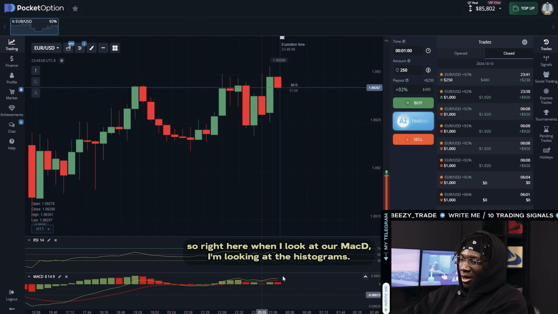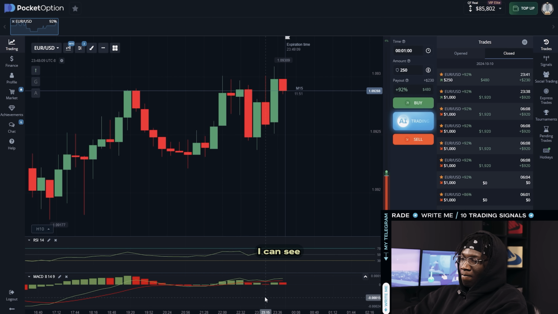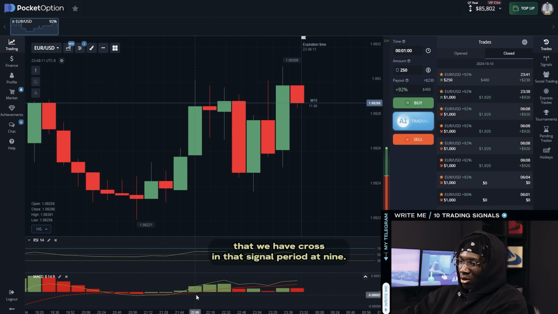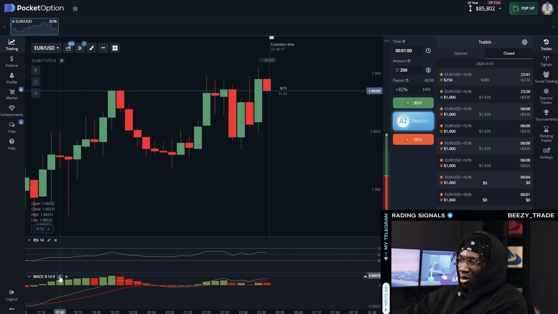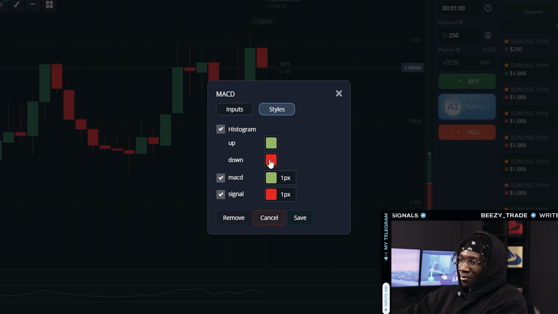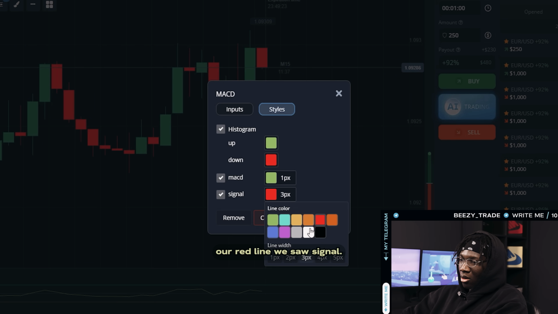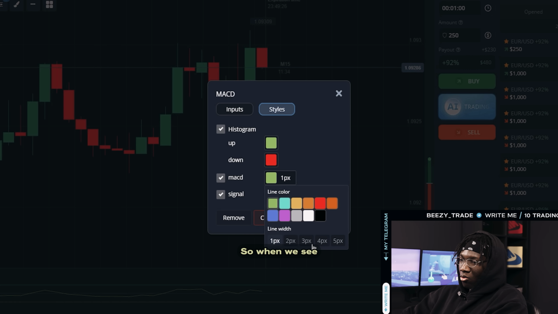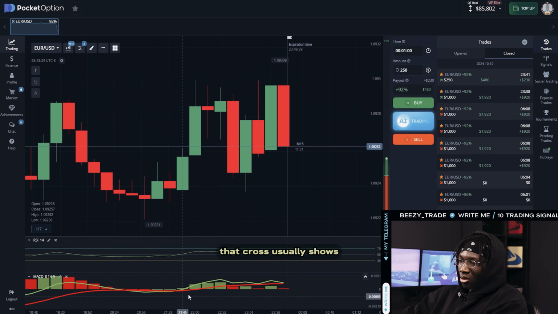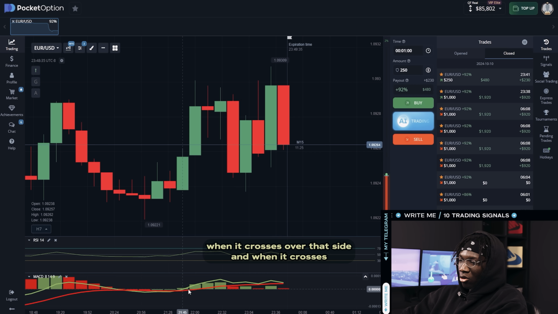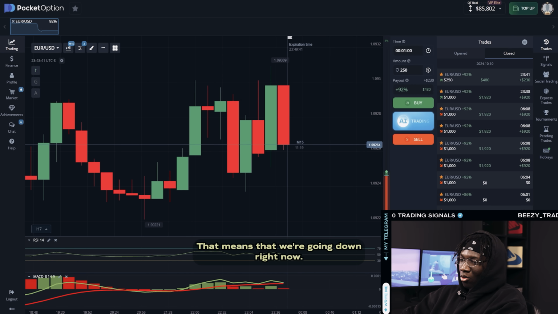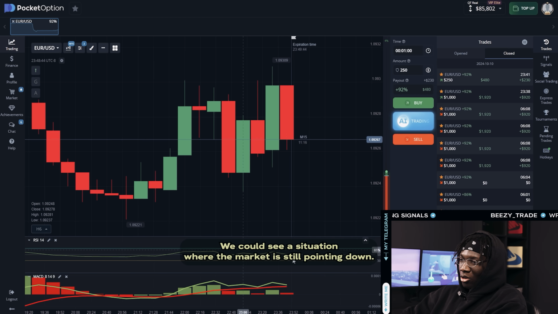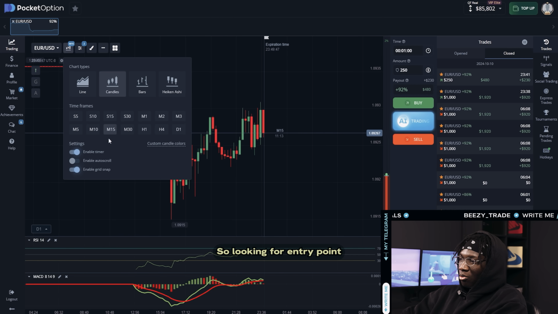So right here, when I look at our MACD, I'm looking at the histograms. I can see that we are crossing that signal period at 9. And we can see our red line, just to make that a little thicker. Our red line, we saw a signal. So when we see that cross, usually shows an upward trend when it crosses over that side, and when it crosses below it, that means that we're going down. Right now we can see a situation where the market is still pointed down, so looking for an entry point.